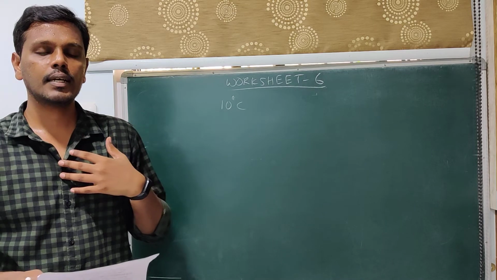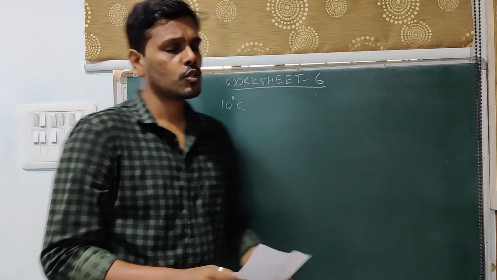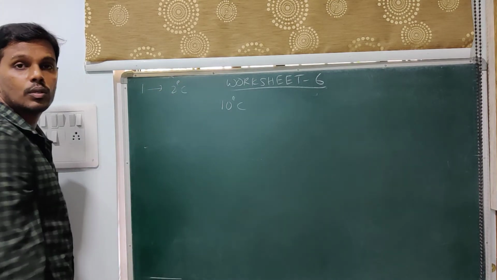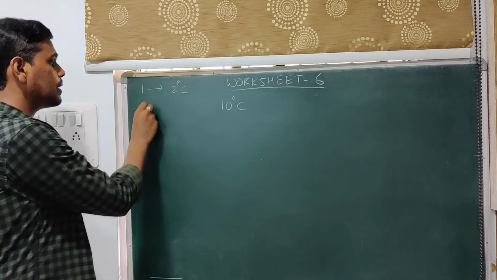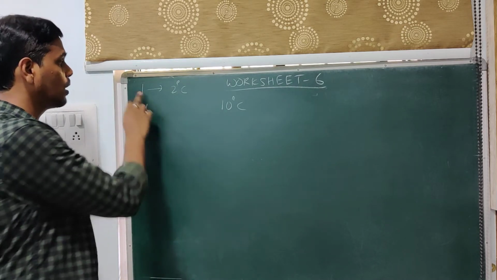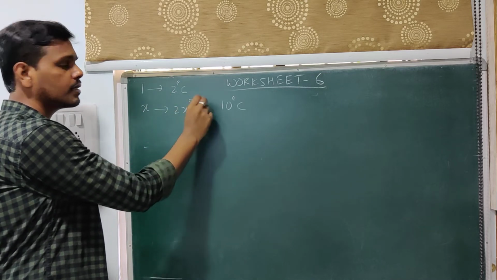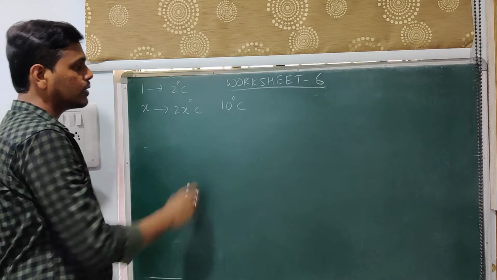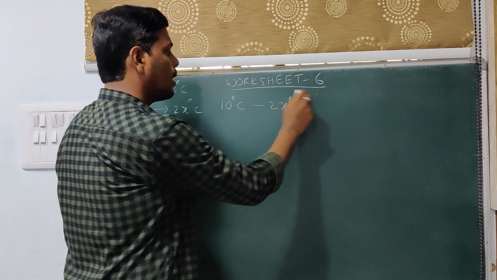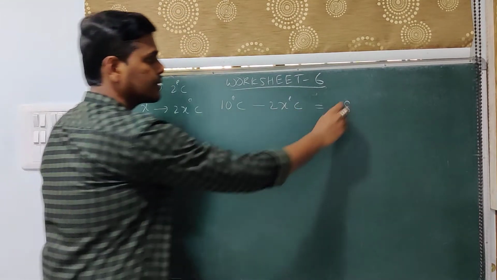So I am assuming that after some x hours the temperature becomes minus 8. In 1 hour the temperature is reduced by 2 degrees Celsius. Now in x hours let me calculate how many degrees Celsius get reduced. 1 hour, 2 degrees; x hours, 2x degrees Celsius get reduced. Now reduce that 2x degrees Celsius from the initial temperature, and this temperature is minus 8 degrees Celsius.